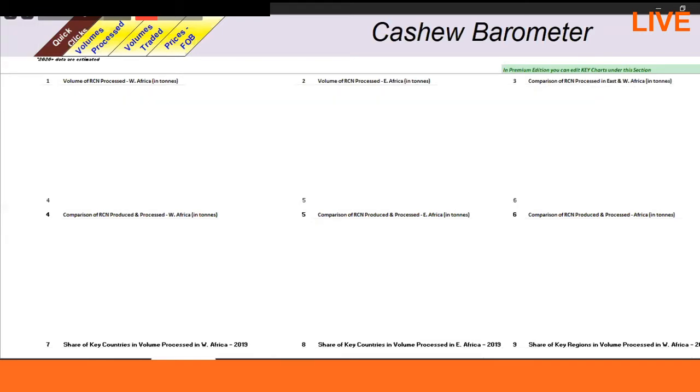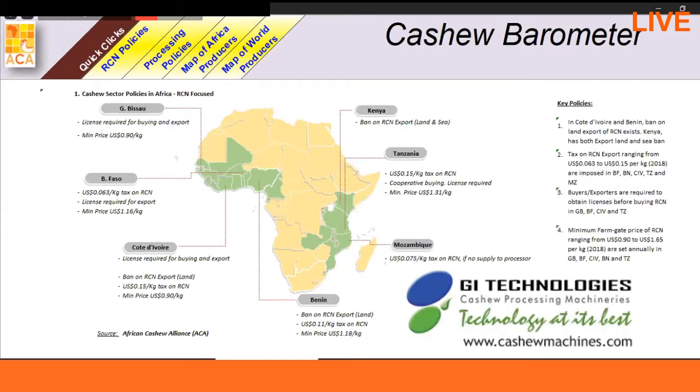The last set of information in the Cashew barometer is, as I mentioned earlier, on policy information. So we have tried to put in very simple form a map of all the countries which produce cashew, and then where specifically there are policies being implemented when it comes to raw cashew nuts. So policies where there are RCN-focused policies, we show the countries and specifically what key policies are being implemented.